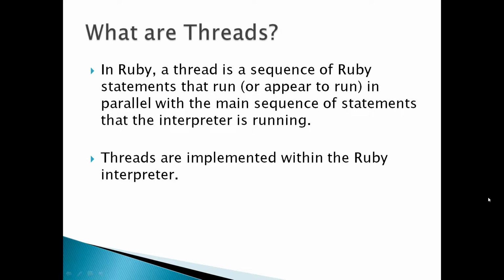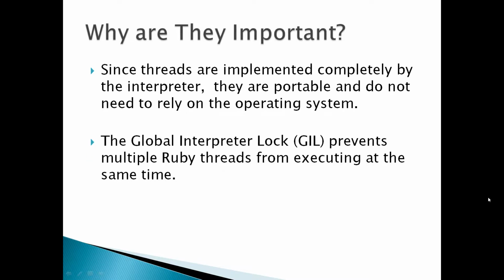Threads are implemented within the Ruby interpreter. That makes the Ruby threads completely portable, and they don't rely on the operating system. At the same time, programmers don't get certain benefits from having native threads. This means that they may experience thread starvation. That's where a low priority thread doesn't get a chance to run.